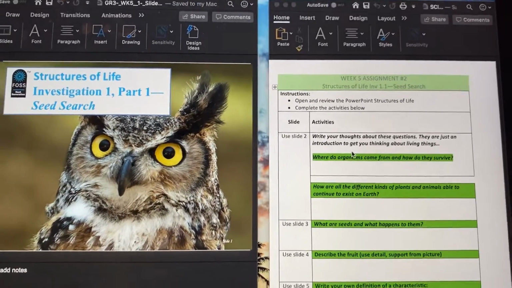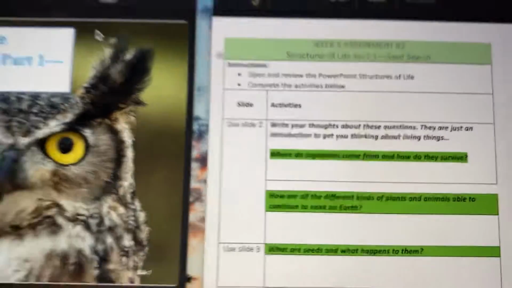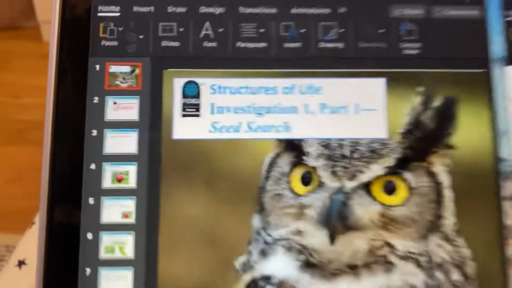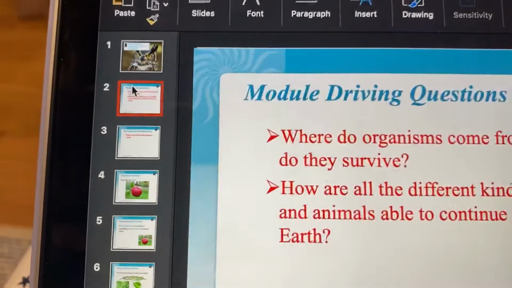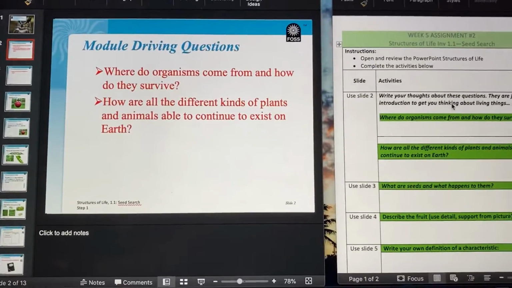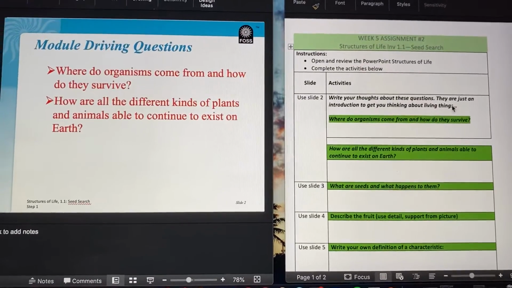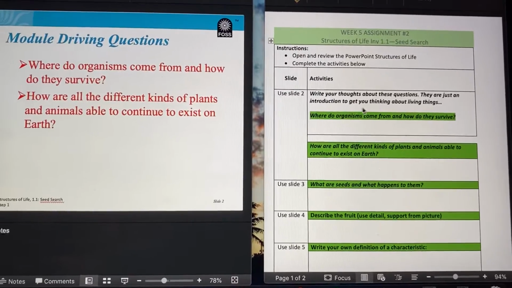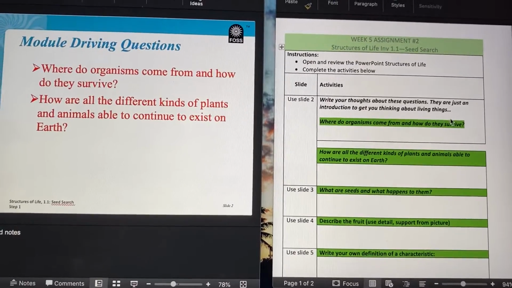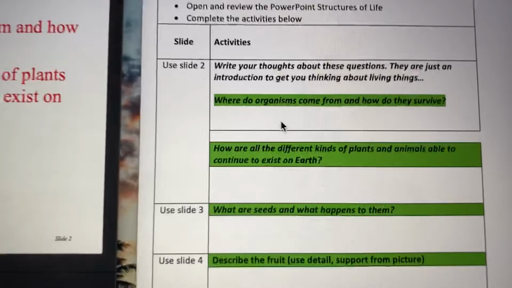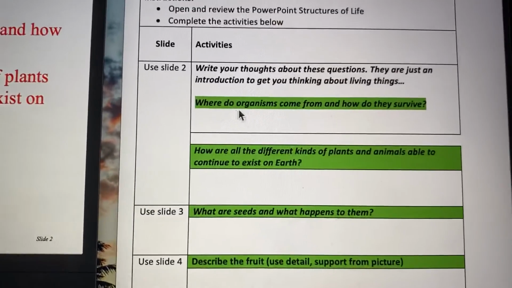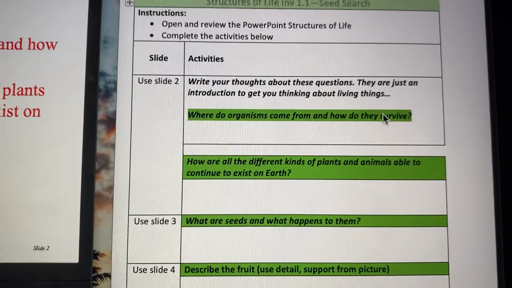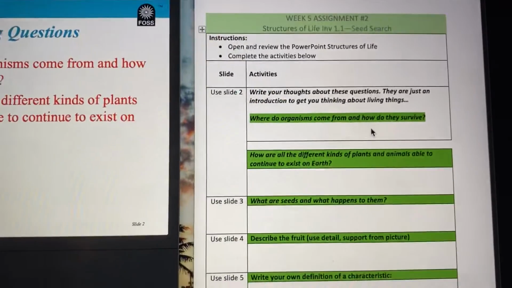So here it says use slide 2. So we're going to go to slide 2. And it says here, write your thoughts about these questions. They are just an introduction to get you thinking about living things. So there is no wrong answer for this. So just make a prediction.